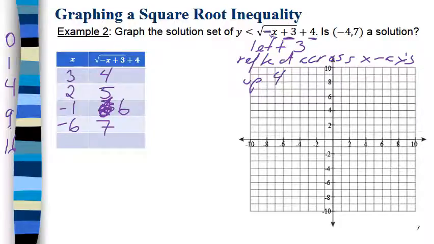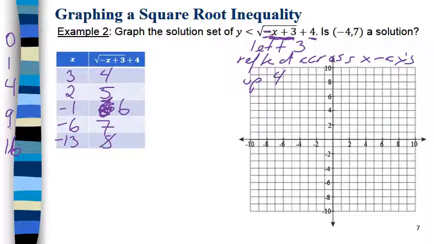And if I force what's in here to be 16, this would have to be negative 13, which puts me off my graph. But negative 13 plus 3 is 16, the negative of negative 13, square root is 4, plus 4 is 8.